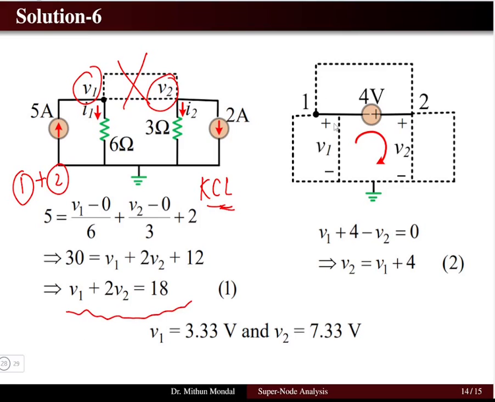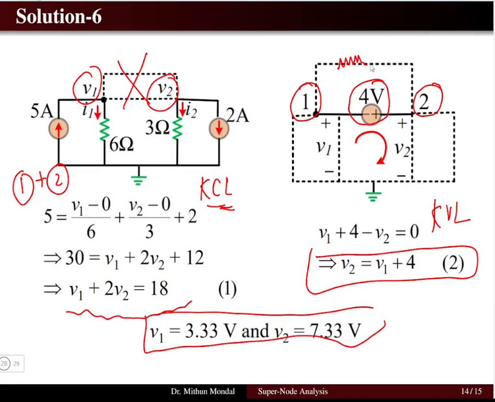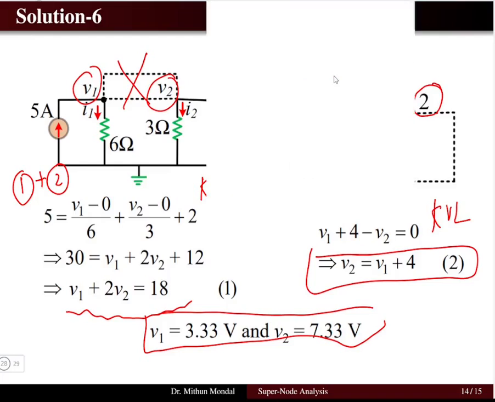The constraint equation combines the source present between nodes 1 and 2 and its potential. That will be the second equation, in terms of Kirchhoff's voltage law. Now we have two equations in two unknowns, so on solving we get the potentials V1 and V2. In this problem, the only difference is that there was a resistance in parallel with the voltage source. That resistance has no role in writing the equations, and it forms a supernode.